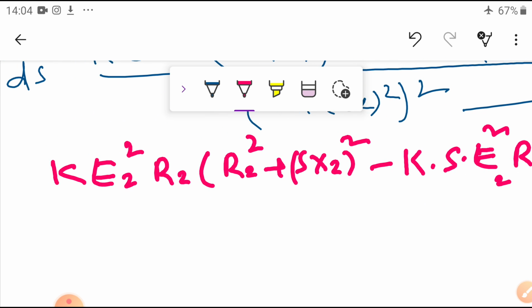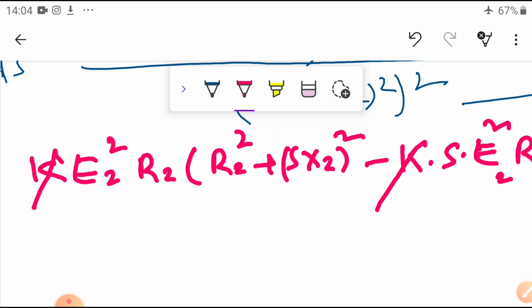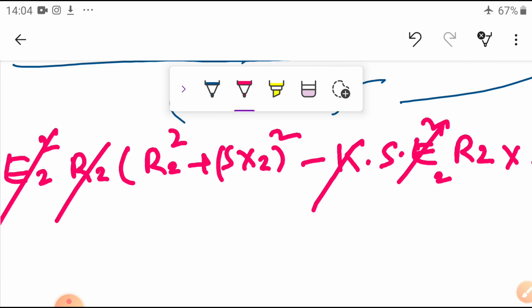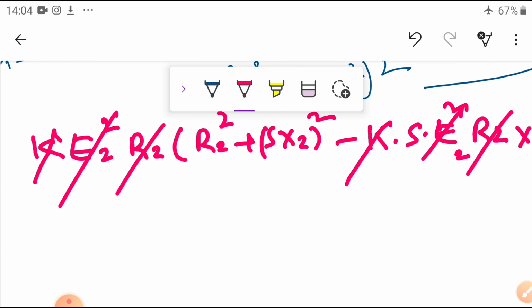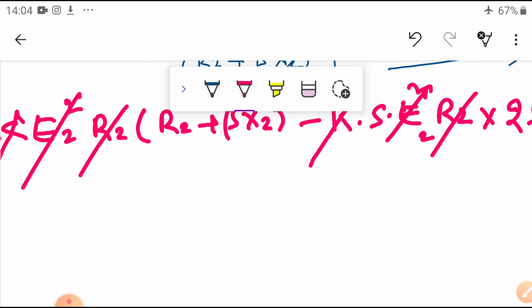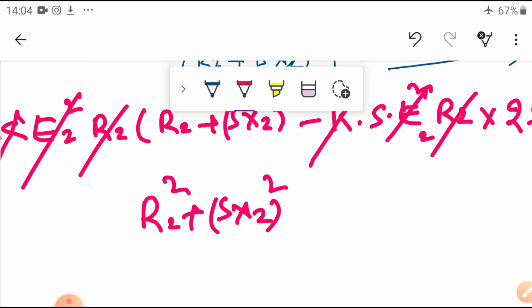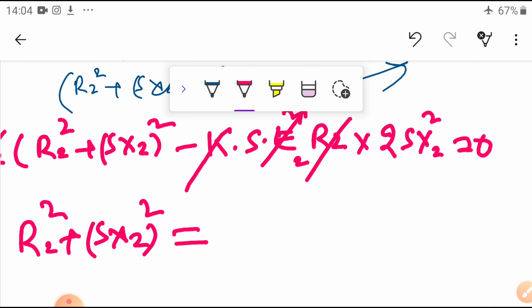Now what has happened? Minus K gets cancelled, E square gets cancelled, and R2 can be taken out. Now what is remaining here? R2 whole square plus Sx2 whole square, so you take that as the main term. Then what value are we going to get here? S into S, so 2S square x2 whole square. That is the value.